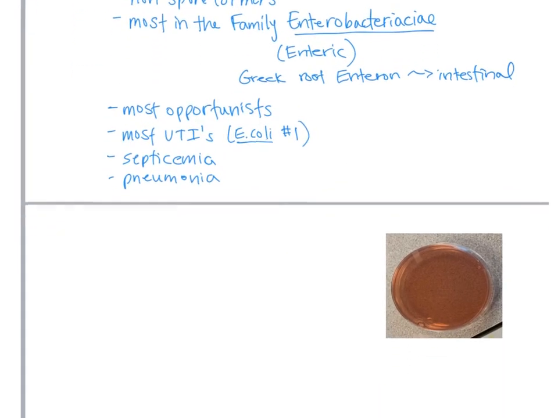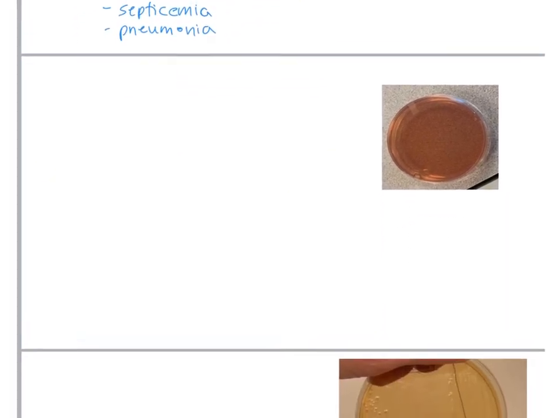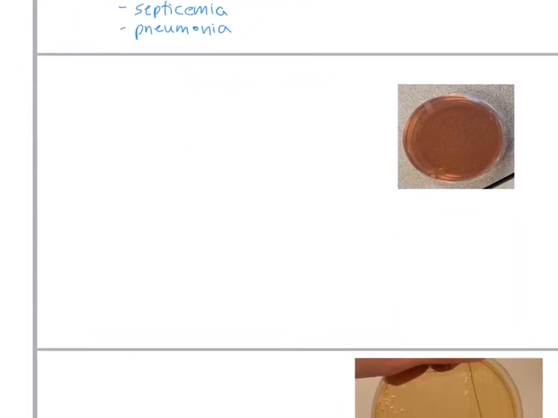Okay, next I want to talk about our selective media that only gram-negatives will grow on. That's called MacConkey Agar. So remember, we had a selective media that only gram-positives grow on. That was the CNA blood agar plate.